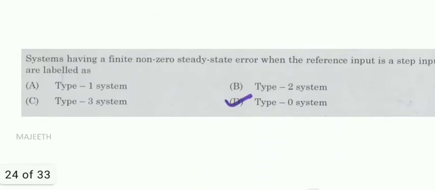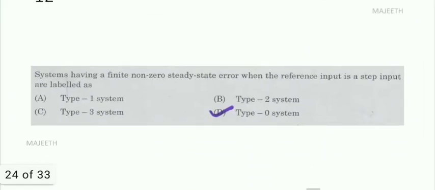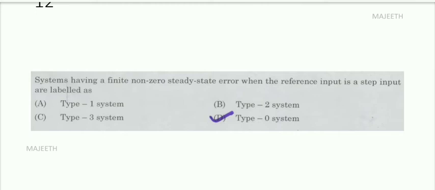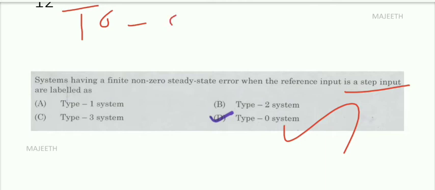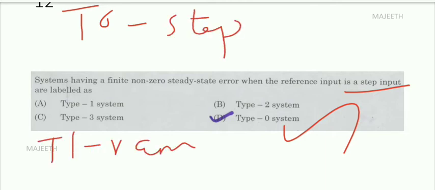Next one, the system having a non-zero steady state error when the reference input is step input is labeled as. We know that when your input is step input, only type 0 system has non-zero steady state error. So option D is the right answer. For ramp, type 1 has non-zero steady state error. For parabolic, type 2 has non-zero steady state error. So for type 0, step. For type 1, ramp. For type 2, parabolic.